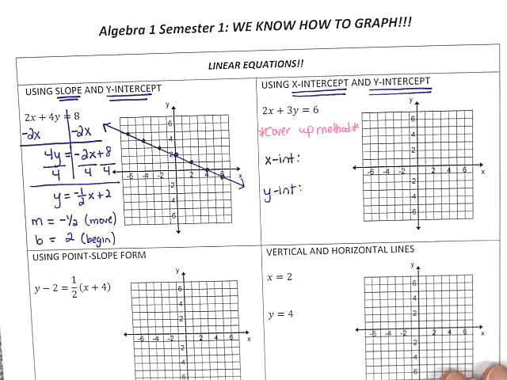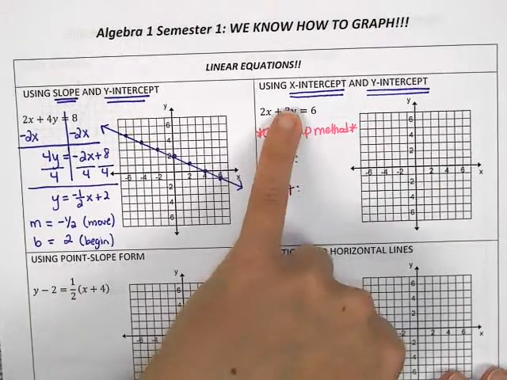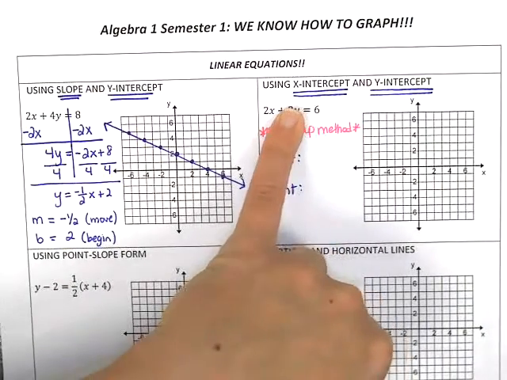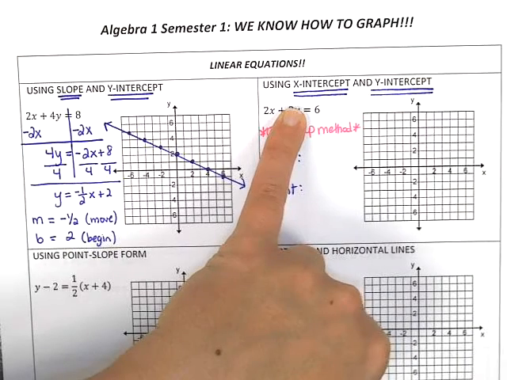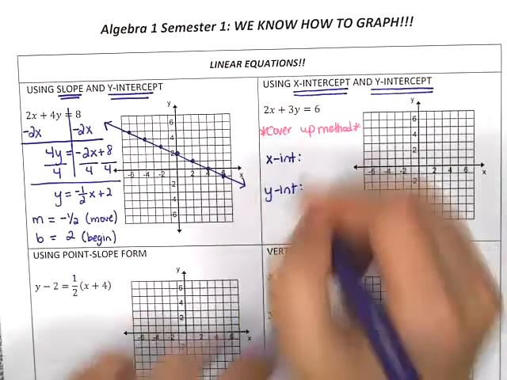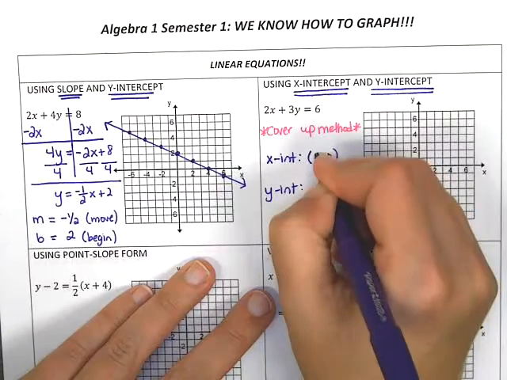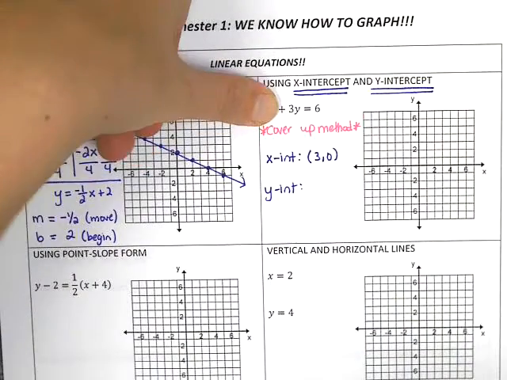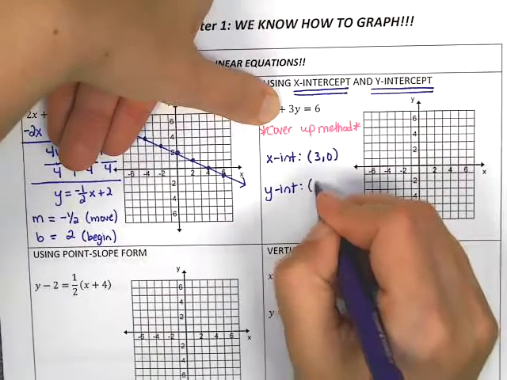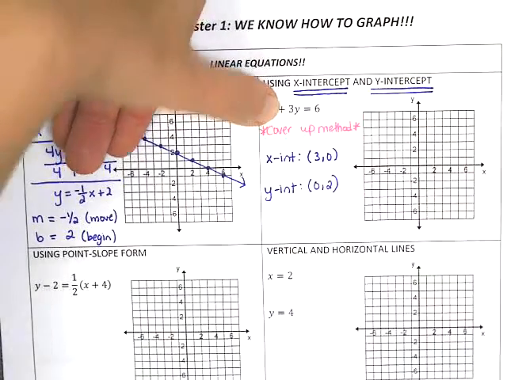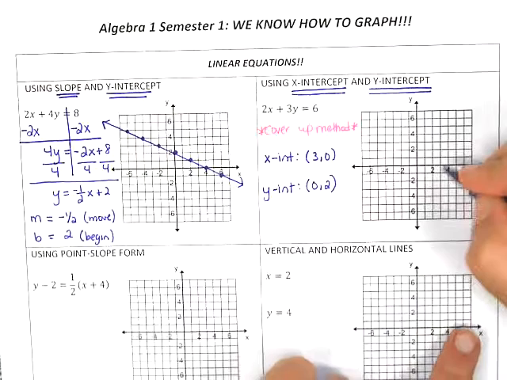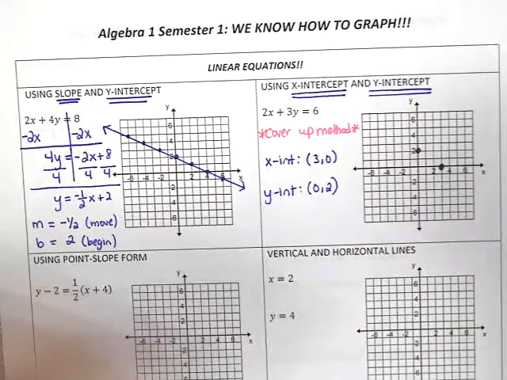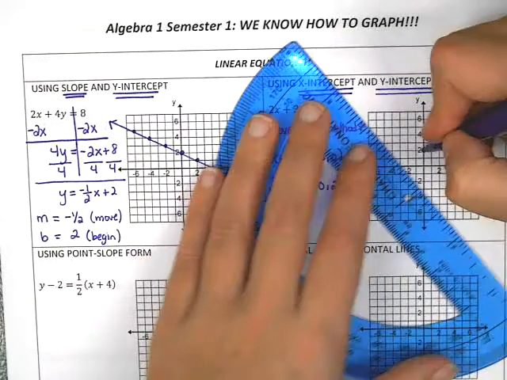So to figure out the x-intercept, I cover up the 3y. Now the equation that I can still see would say 2x equals 6. So to solve that in my head, I would just divide by 2, and I would get 3, 0. Now the y-intercept, if I cover up the 2x, I would divide by 3 to get the y by itself, and I would get 0, 2. So I graph those two separate points, 3, 0 and 0, 2, and then I would draw the line.